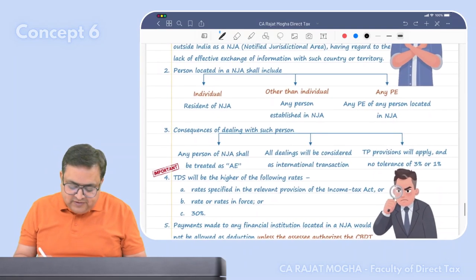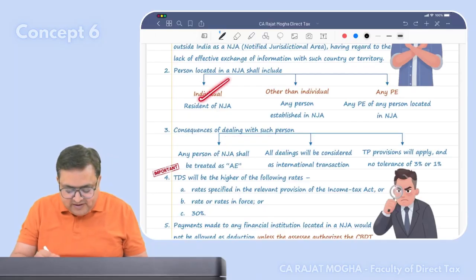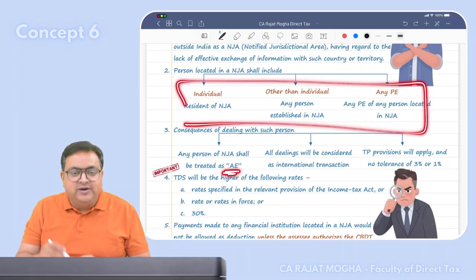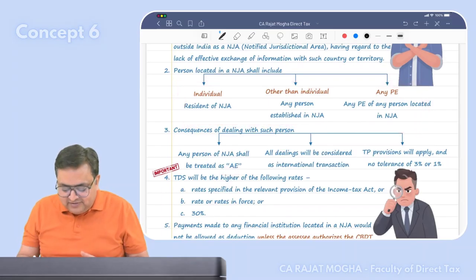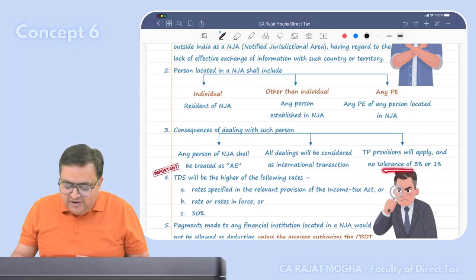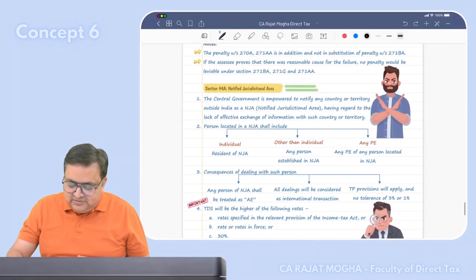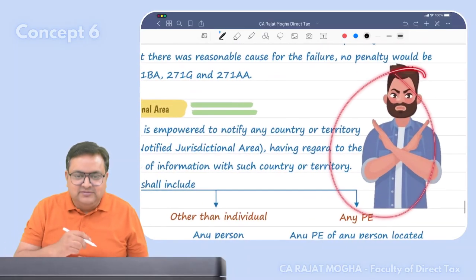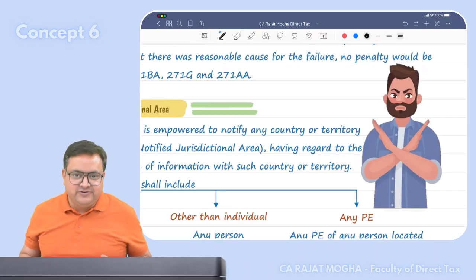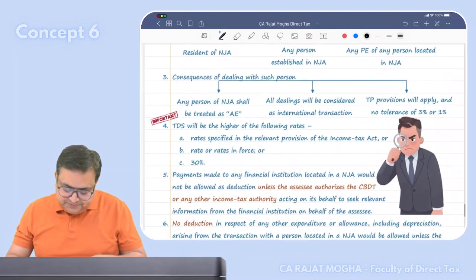So what is the consequence of dealing with these persons? They will always be considered associated enterprises. Whatever transactions you do with them are considered international transactions. And moreover, the tolerance band of 3% or 1%, as the case may be, will not be available. Got it? That is the reason I have affixed this: please don't deal with NJ. Otherwise, the consequences would be very, very harsh. So what are the consequences?